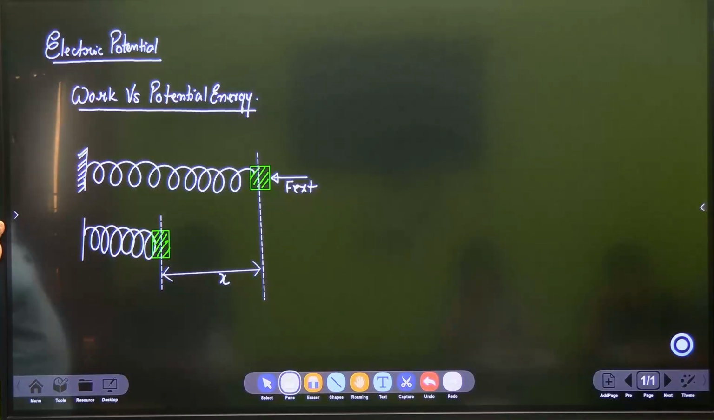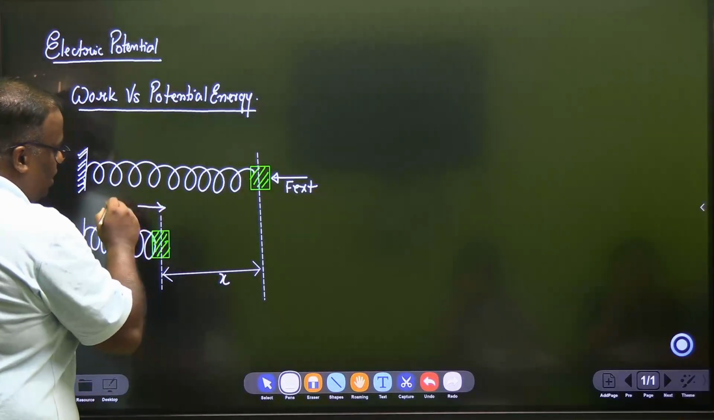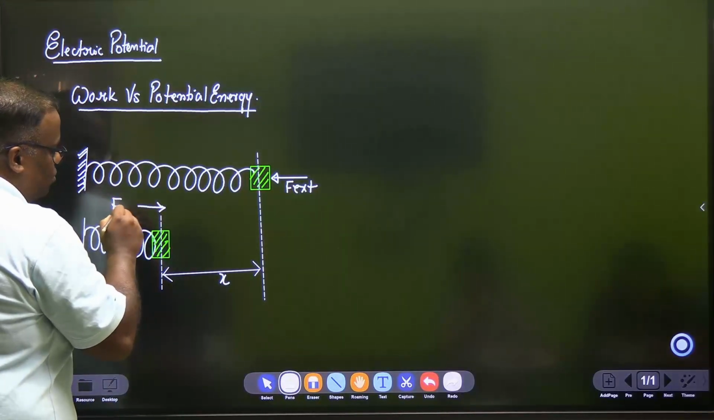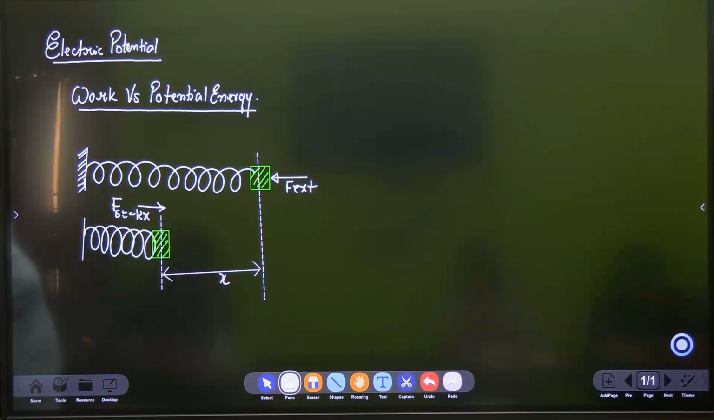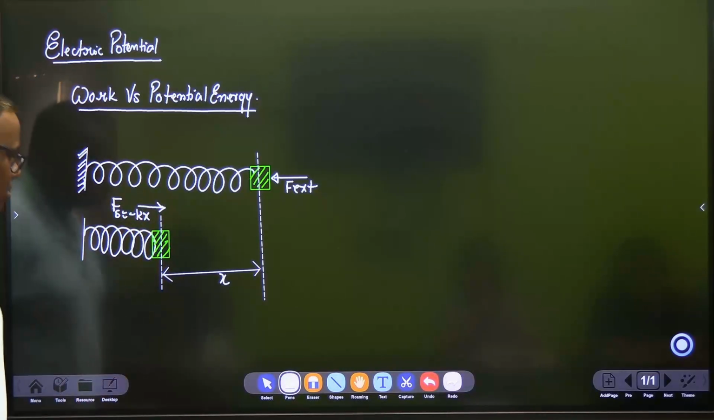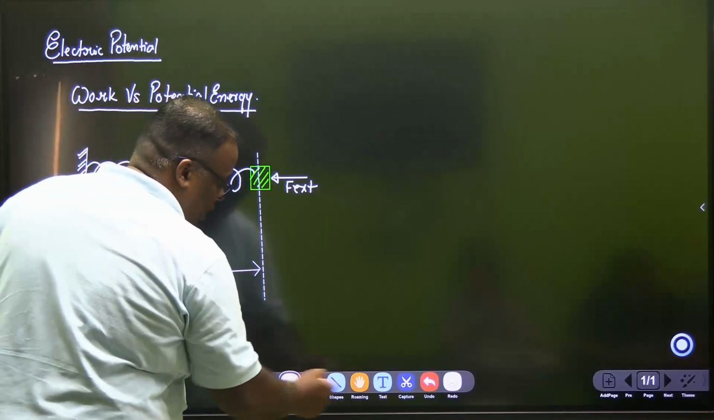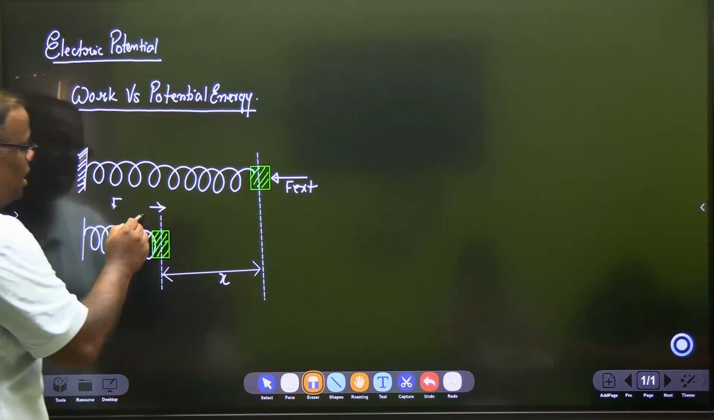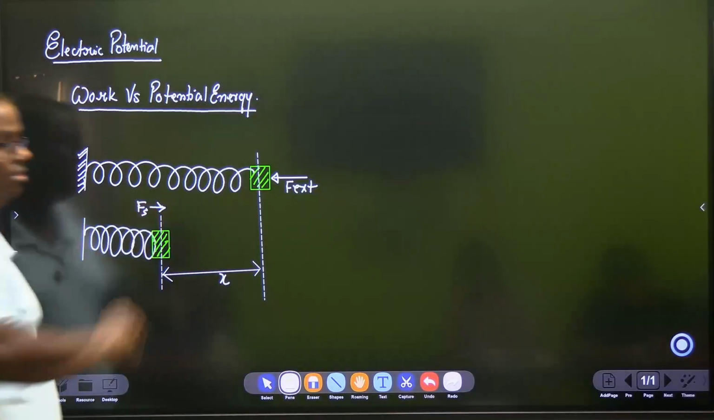Don't you think that once you compress the spring, it also has a spring force? The spring force is actually in this direction. It's always given as negative kx. I'm saying I have a spring force in this direction, Fs.